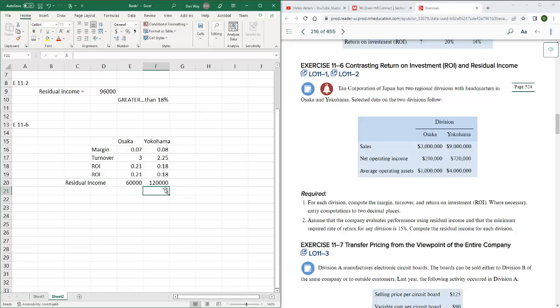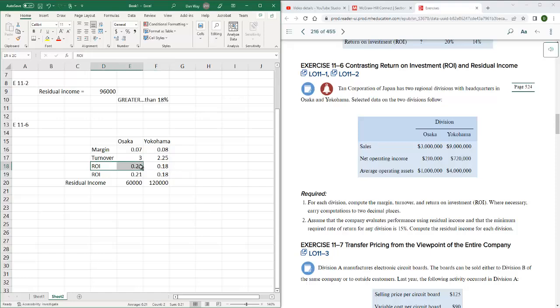But residual income is inherently biased by the size of the division. And so look at the size difference here in assets and sales. Yokohama 4 times as big in terms of assets. So they should be generating, all else equal, more residual income. Right? Again, it's kind of inflated or biased by differences in size. If we look at the actual return on investments though, Osaka's generating 21% return on their assets, Yokohama 18%.